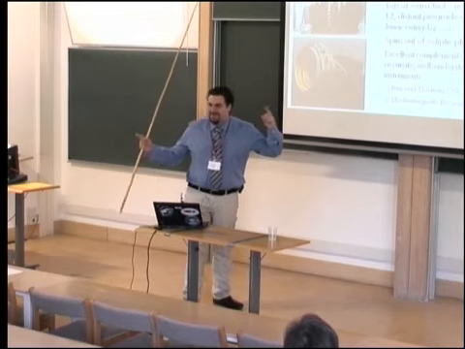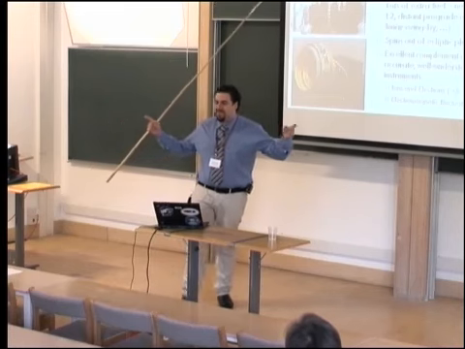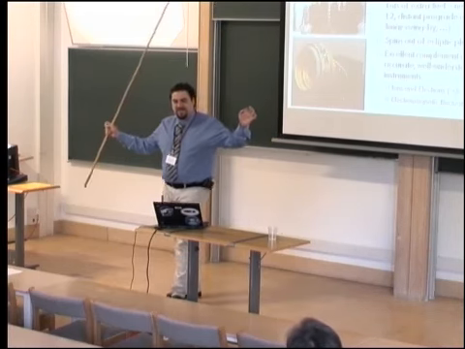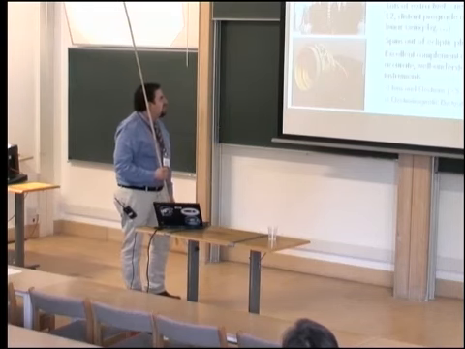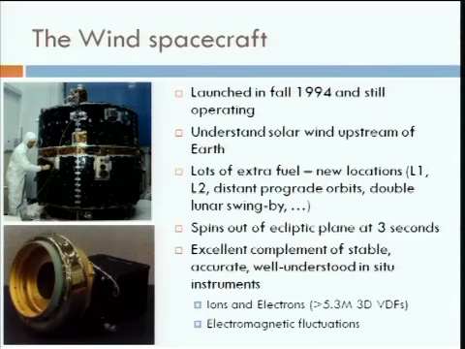So think about this thing. It's in space, spinning once every 3 seconds. The tips of those electric field probes are moving at a couple hundred meters per second. It's nice to be in a vacuum. The goal of WIND was to understand solar wind upstream of Earth. We had a lot of extra fuel, so it's been really fun working on WIND.